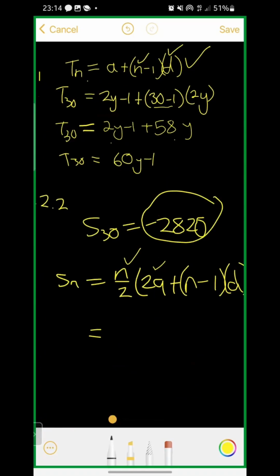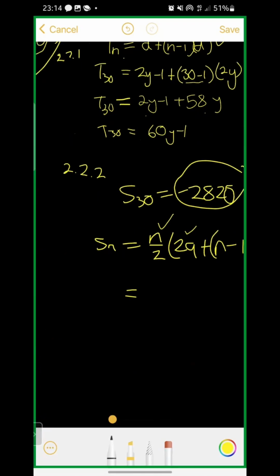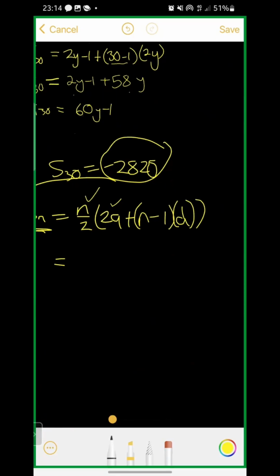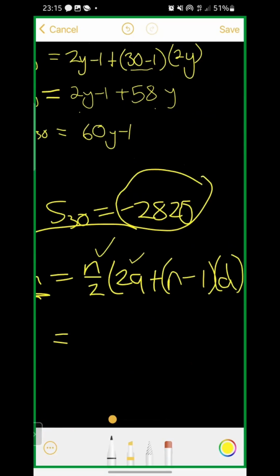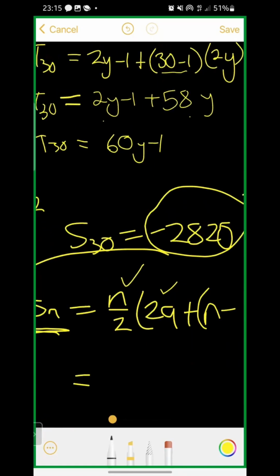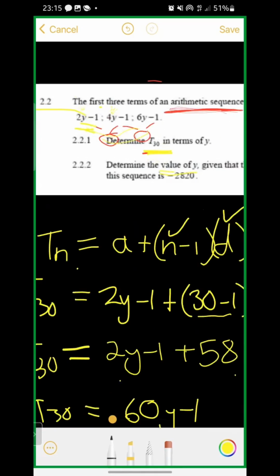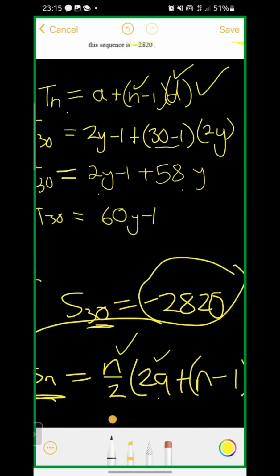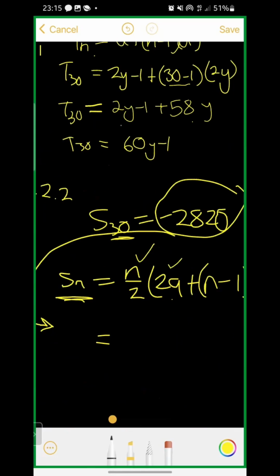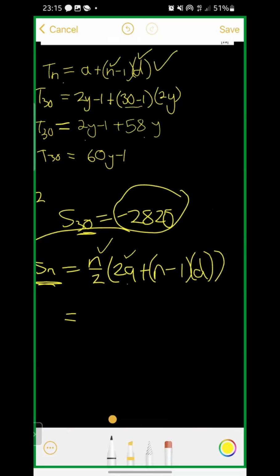If we're going to use this sum formula, our Sn here we put this negative 2,820 and equate it to the rest of the formula. Now we look at what variables we already have. Our n comes from this 30 here, and our a, remember we wrote it, is 2y minus 1. Our n is still 30, and our d, remember, is 2y. So our only unknown is going to be y.